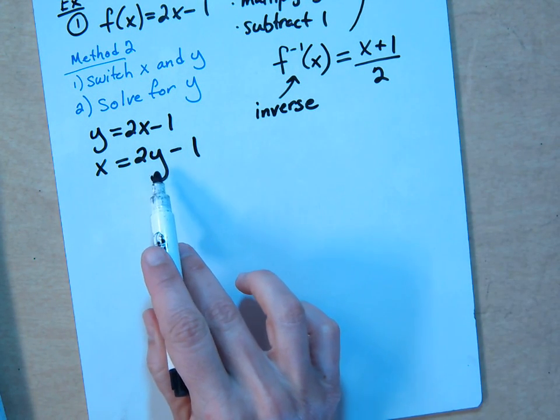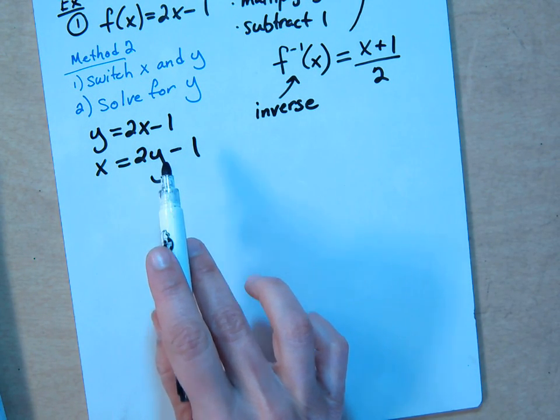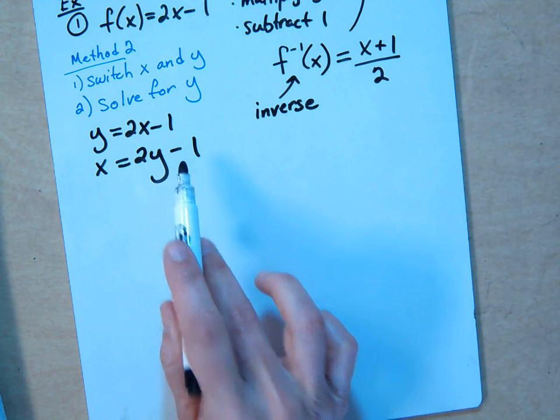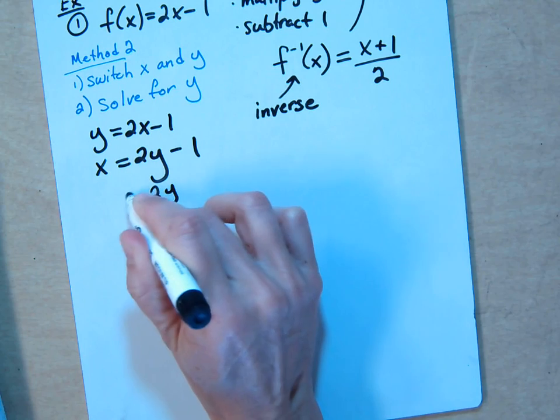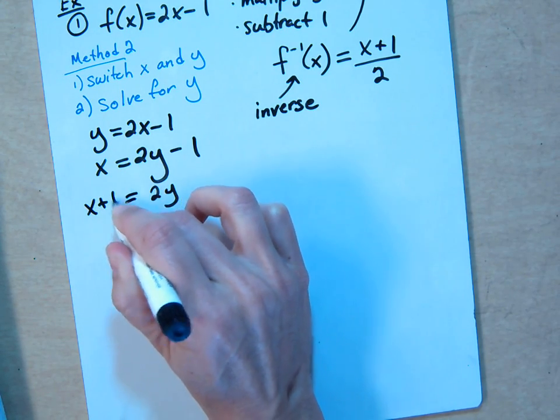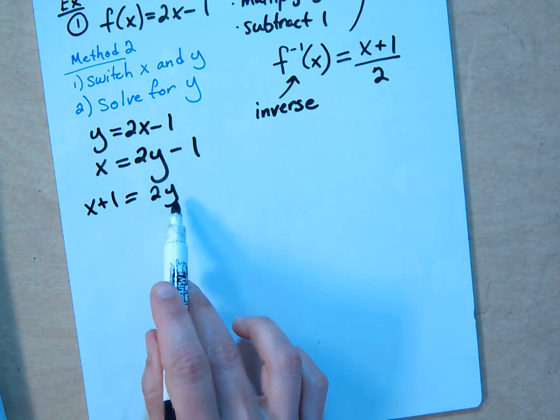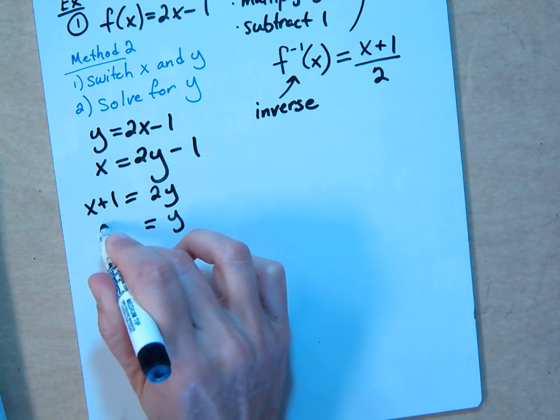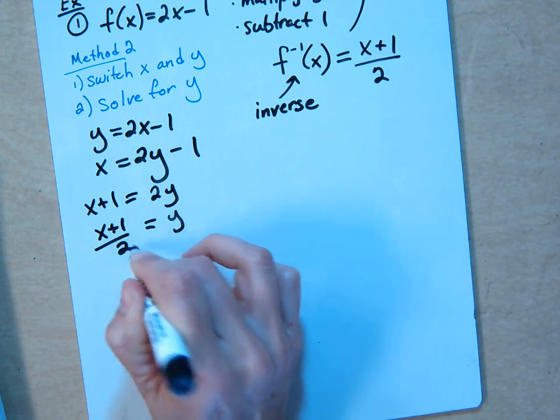And then you just need to solve for y, meaning get y alone. This is algebra 1. Get y alone. So you add 1 to each side. So 2y equals x plus 1. And then you divide both sides by 2. So y equals x plus 1 over 2.